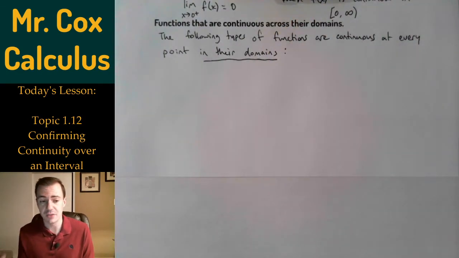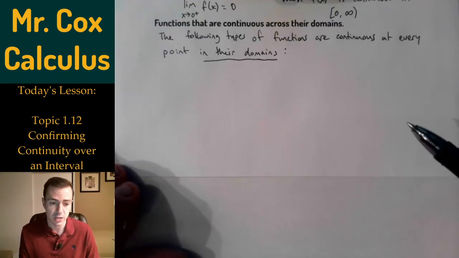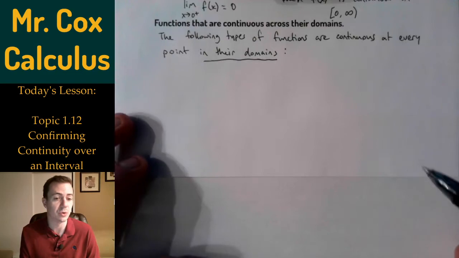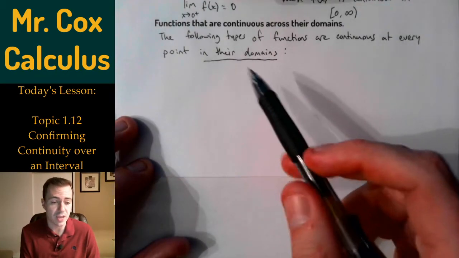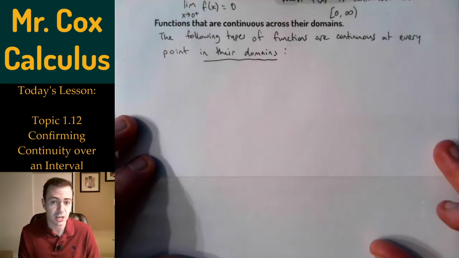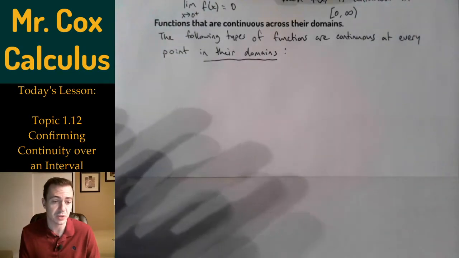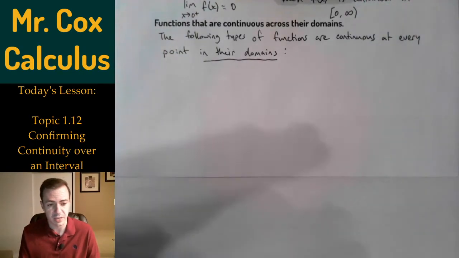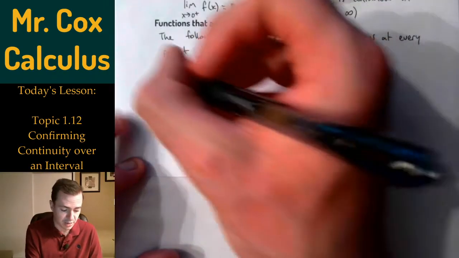If we're outside of the domain where the function is undefined, we already know that an undefined value is going to give us a break in continuity. So as long as we are in the domains of these types of functions, we're able to say that they're continuous across their domains, which would give us some continuity over an interval.